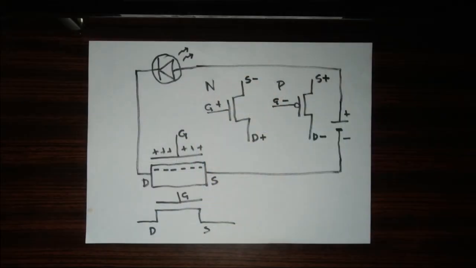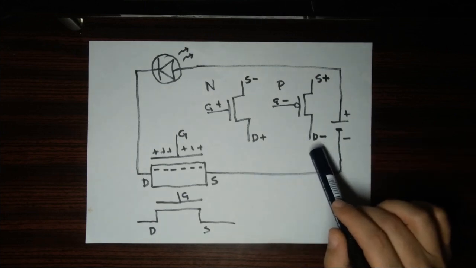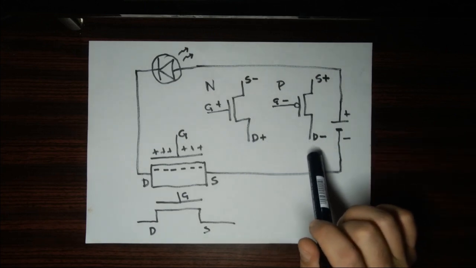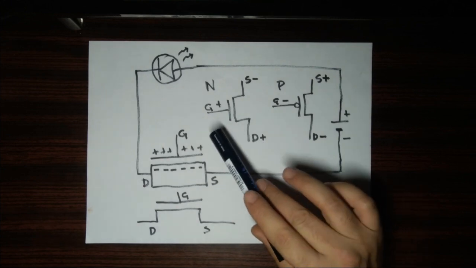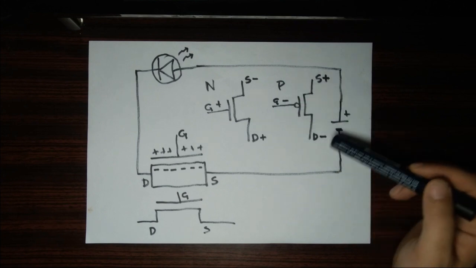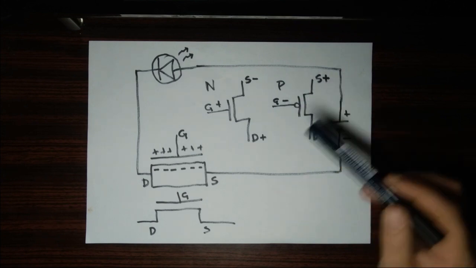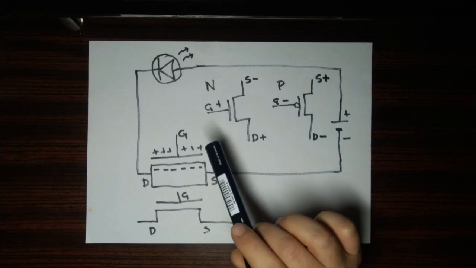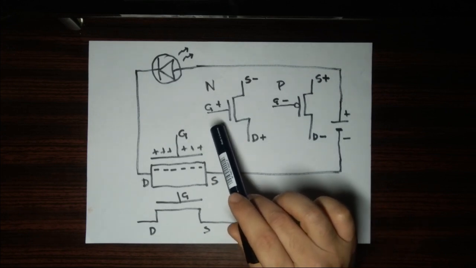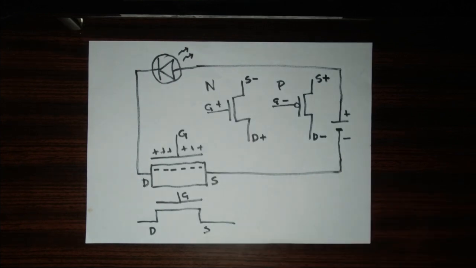Okay, let's recall from the last video where we described both the N and P type MOSFETs. They are both switches and they both need a voltage difference on the gate compared to their source to turn on. The P-type needs a negative voltage difference on its gate compared to its source, and the N-type needs a positive voltage difference on its gate compared to its source pin to turn on. Now, let's consider an interesting arrangement of these two types of MOSFETs in a circuit.